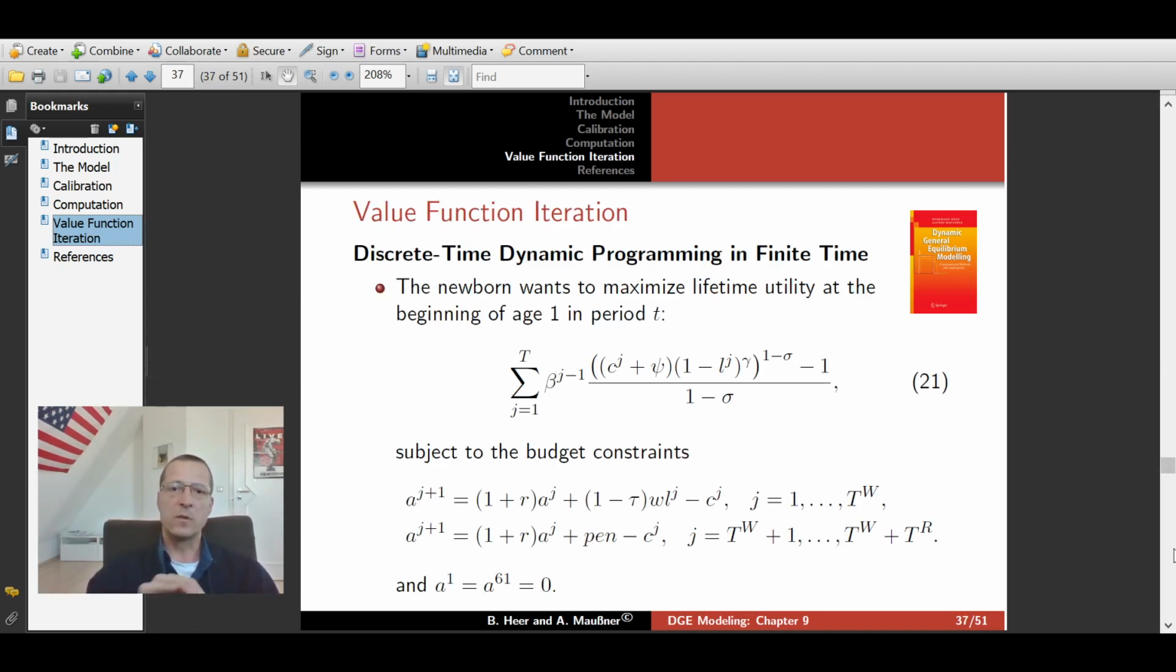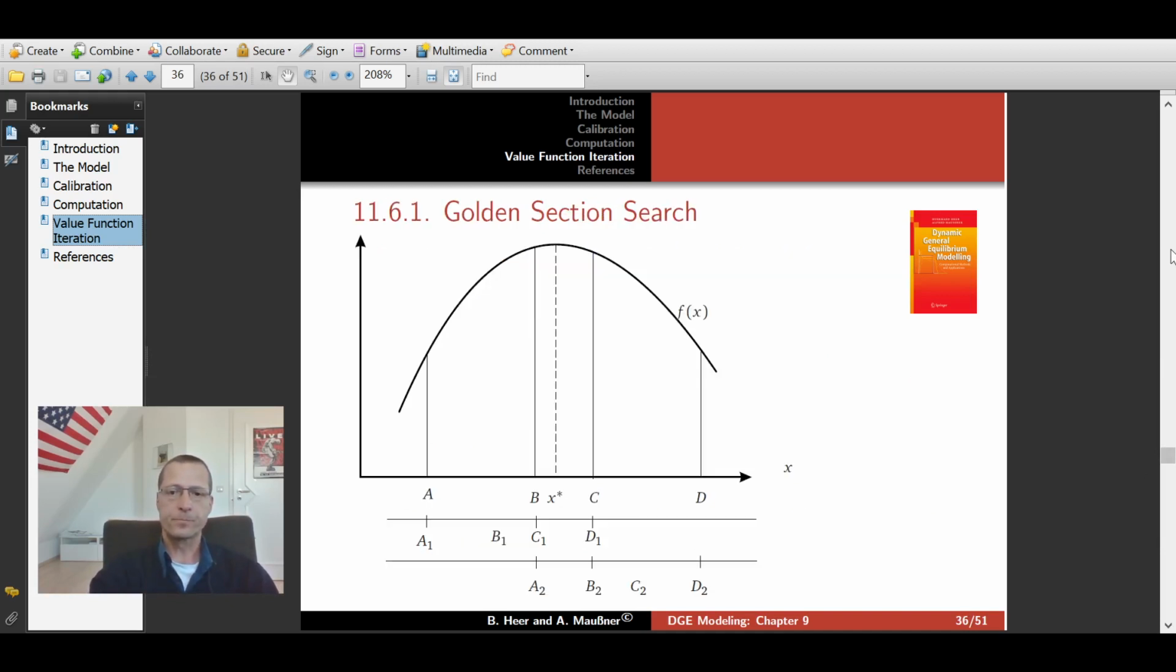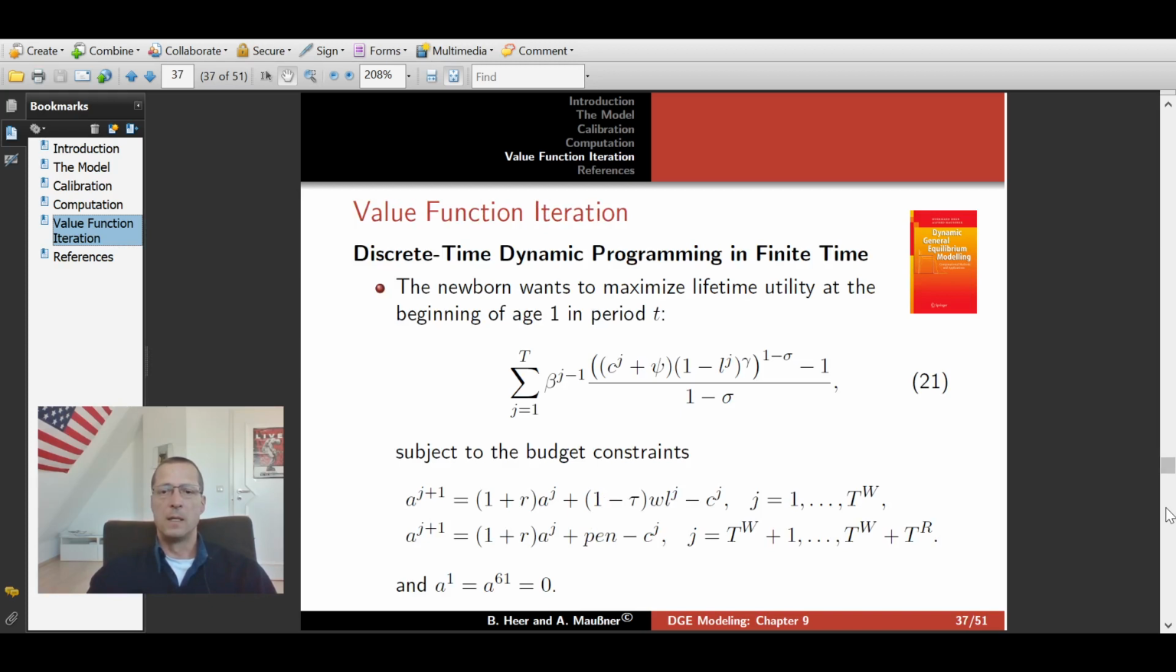Now let us go into the value function problem, and consider the lifetime utility of the household at age 1 in period t. We look at the steady state, so we drop the time index. And here in equation 21, we have just the discounted lifetime utility over the 60 periods of the newborn household, subject to the budget constraints, and given initial value a1 equal to 0 and final value a61 equal to 0.